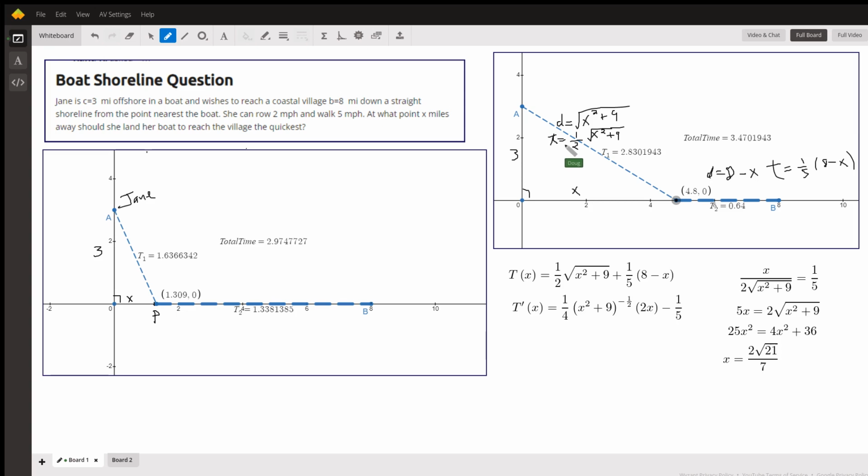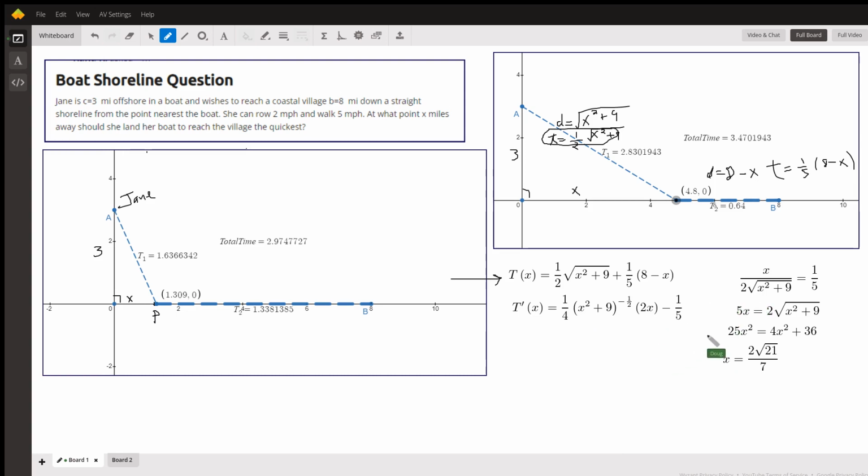So this is an expression for this amount of time, and then this distance is 8 minus x, and the time is 1/5 of that. So here's a function that represents the total time it takes Jane to row. And if we take the derivative of that function, set it equal to 0, we'll have our critical numbers. We can test the critical numbers using the first or second derivative test. I'd recommend the first derivative test in this case.